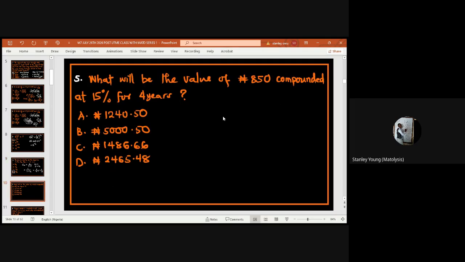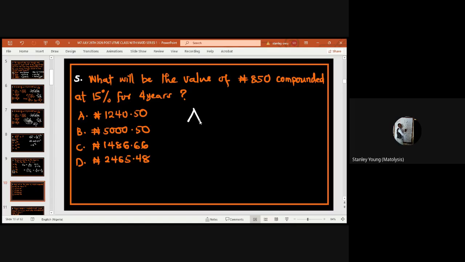What would be the value of 850 compounded at 15% for 4 years? This falls under simple interest and compound interest. In this case, we have compound interest. We're not interested in the interest itself. We're interested in the amount which this will compound into.